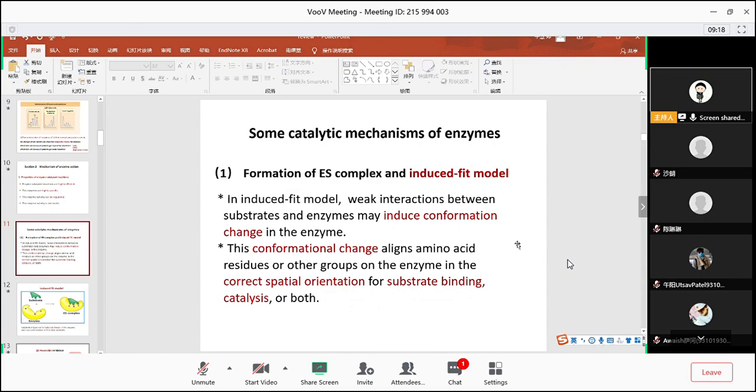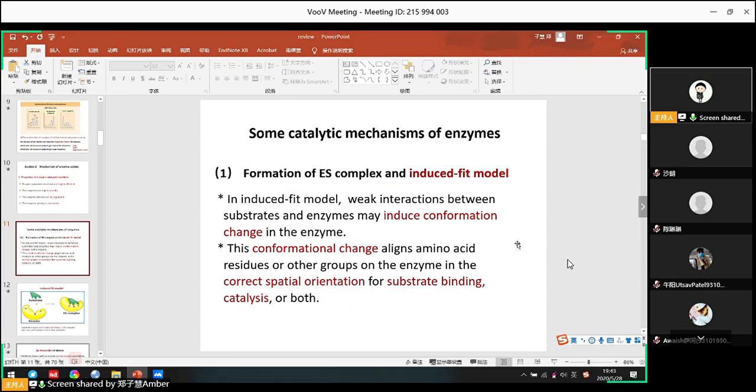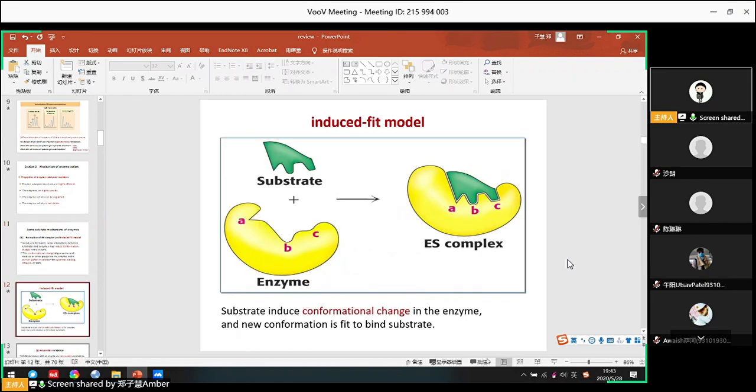Next is the catalytic mechanism of enzymes. It's the formation of the ES complex, and what is the induced fit model? It is the induced fit model.